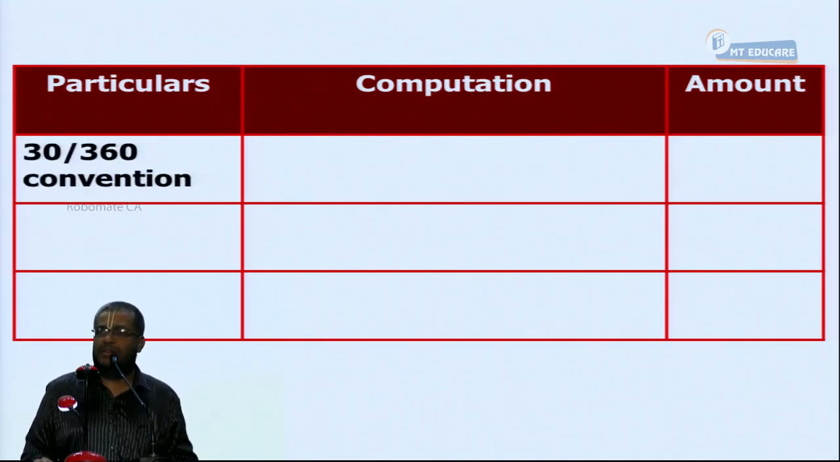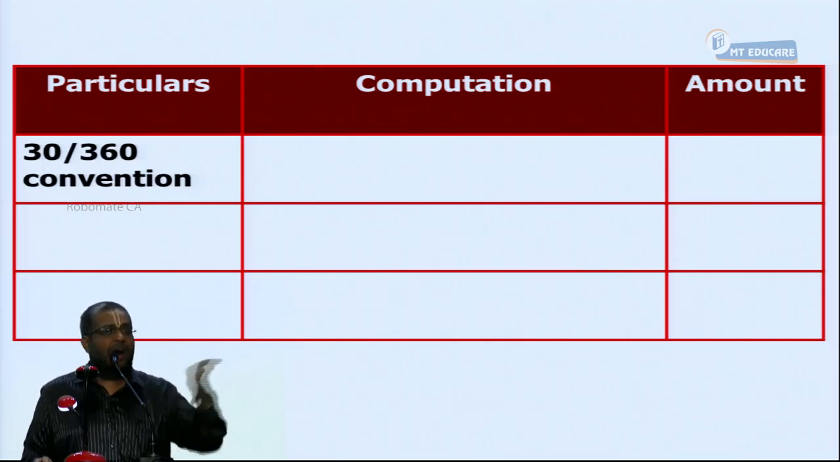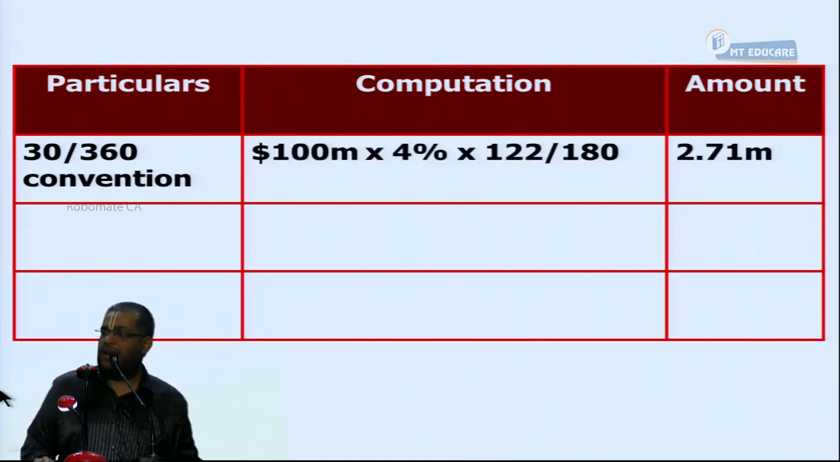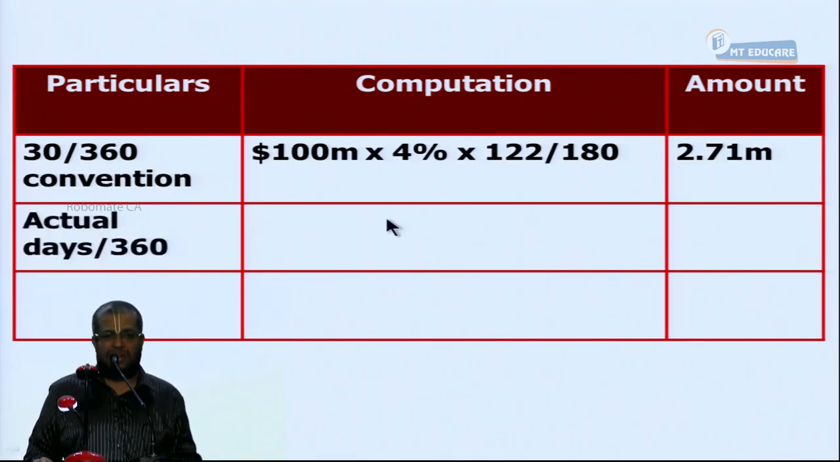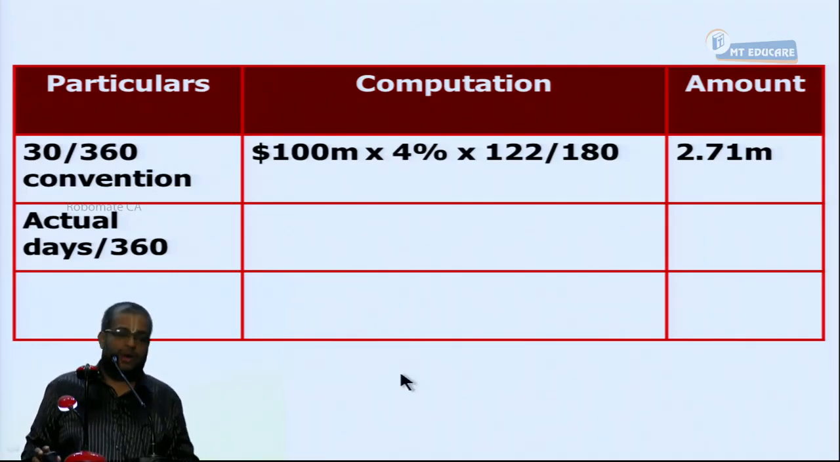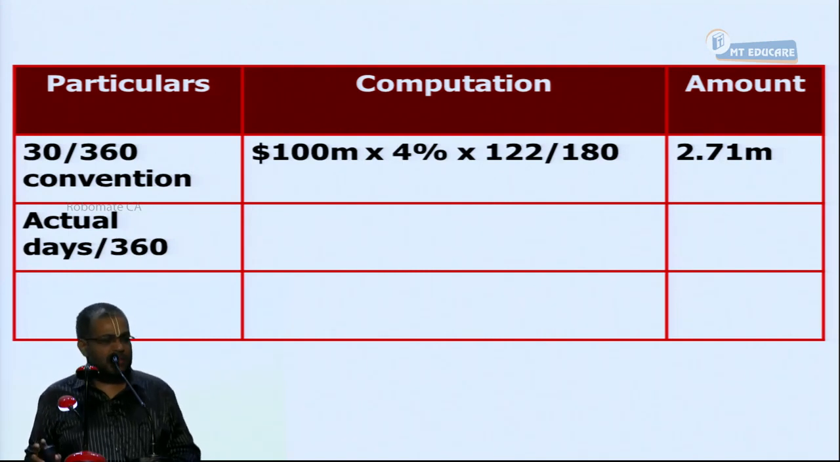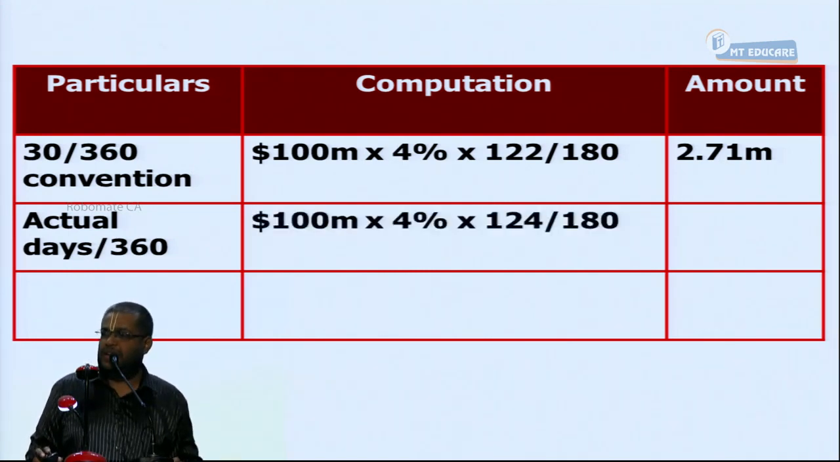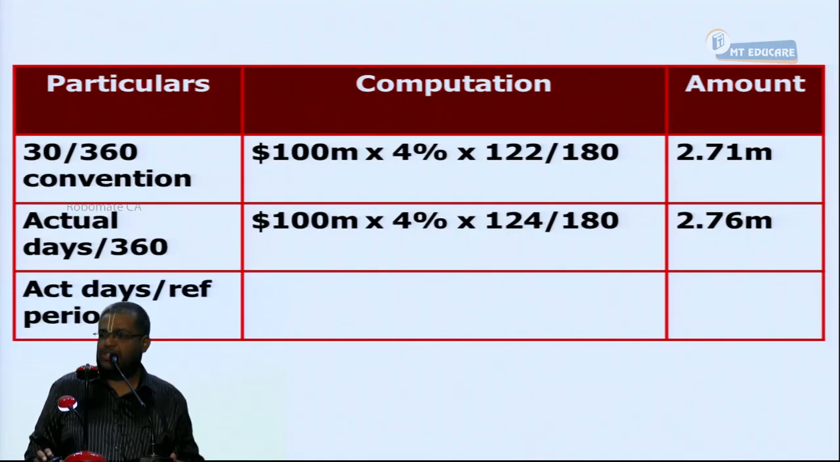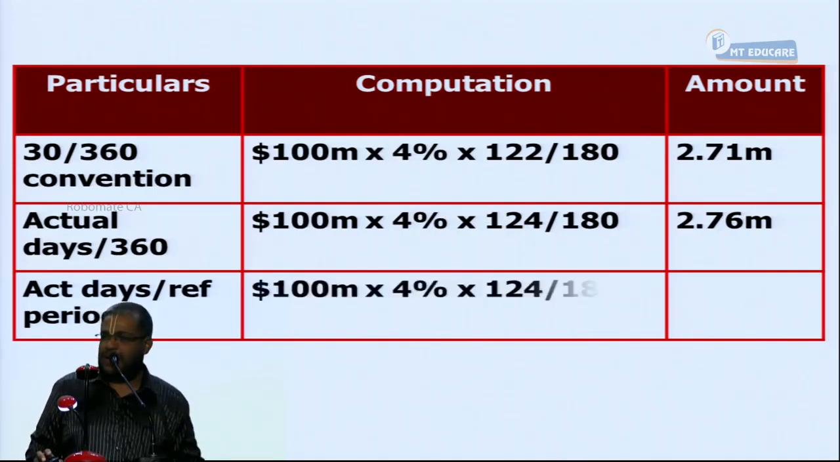First is what? 30 by 360, in which every month is taken as how many days? 30 days. For half yearly interest, both half years will have how many days? 180 days. Like that we calculate. Next, actual days by 360. For half yearly interest, every half year will be how many days? 180 days. But in the numerator will be what period? Actual reference period. In that case, actual days, how many days here? 124. In the case of actual by actual reference period, it is actual days divided by the actual number of days in the period that gives you the interest.